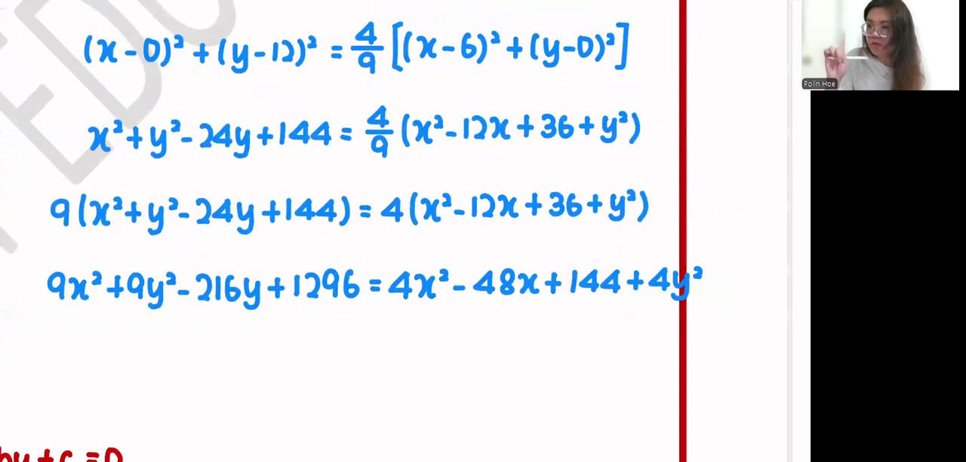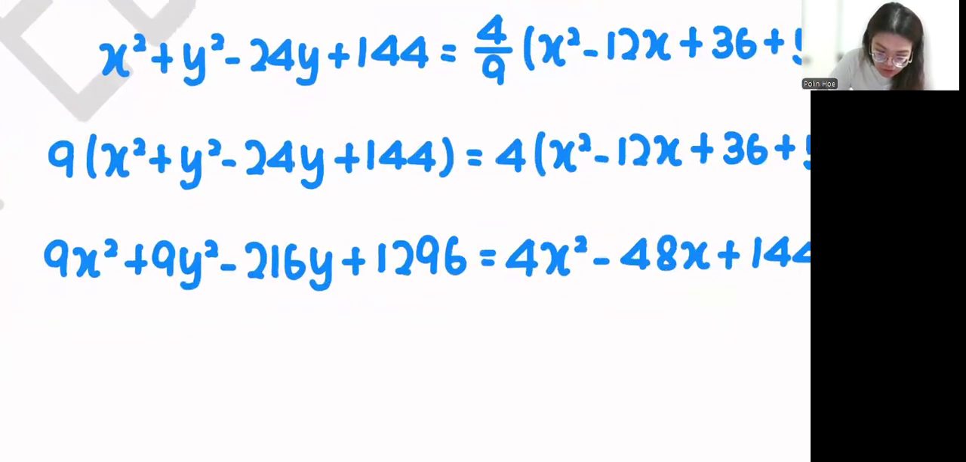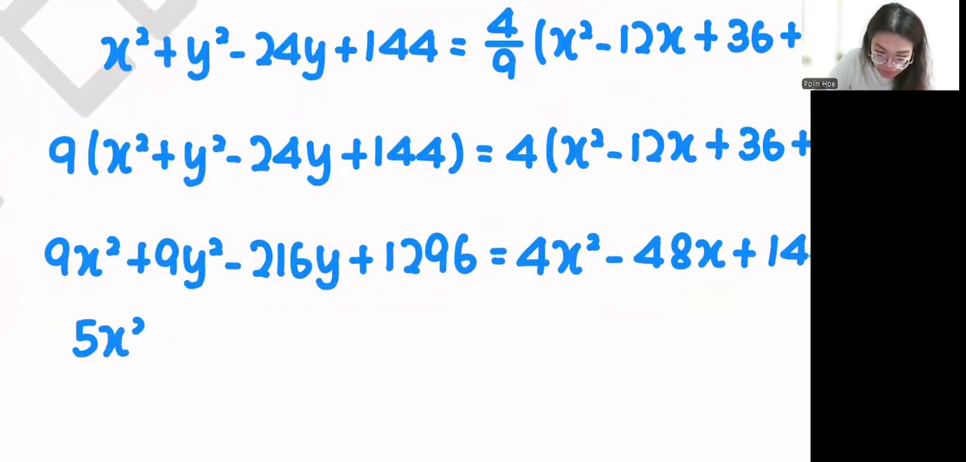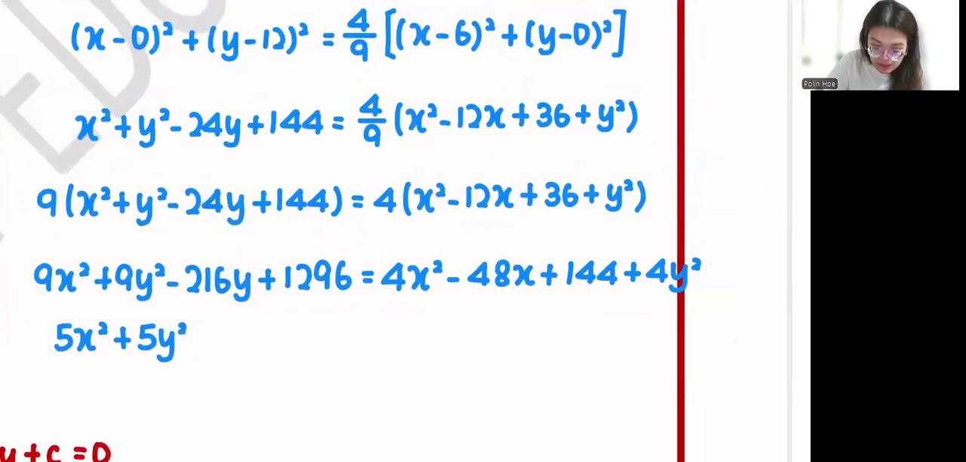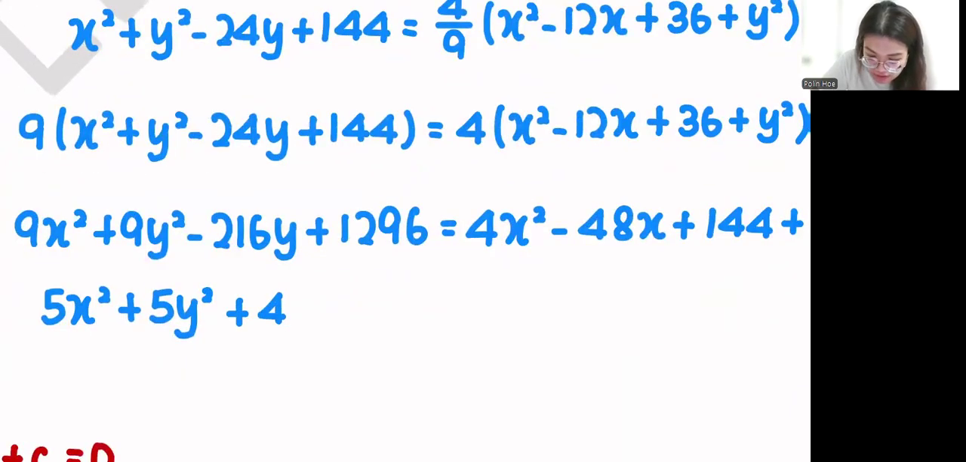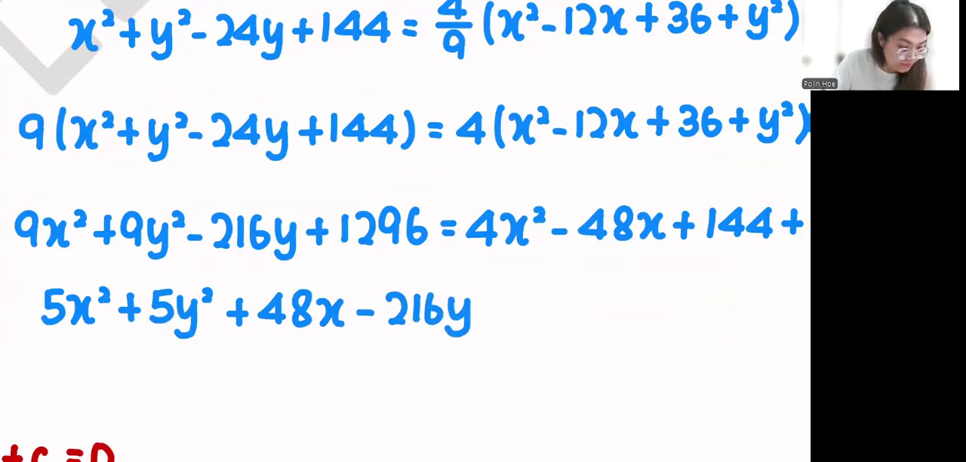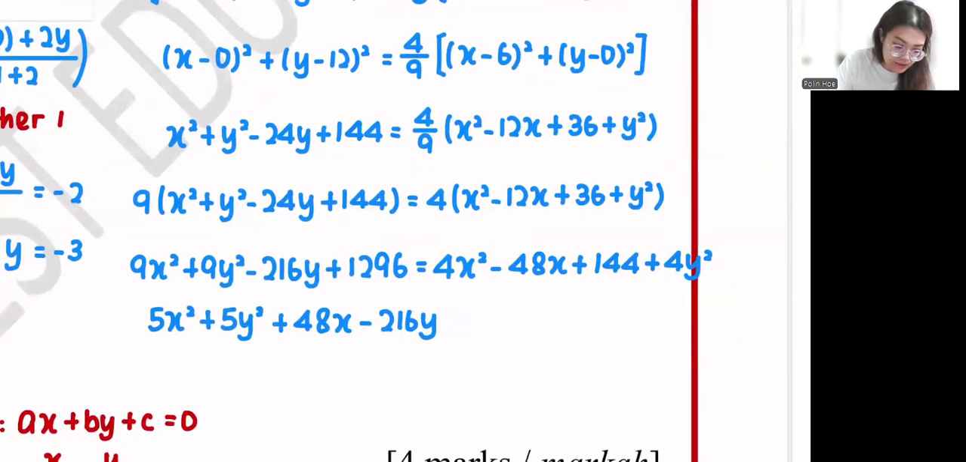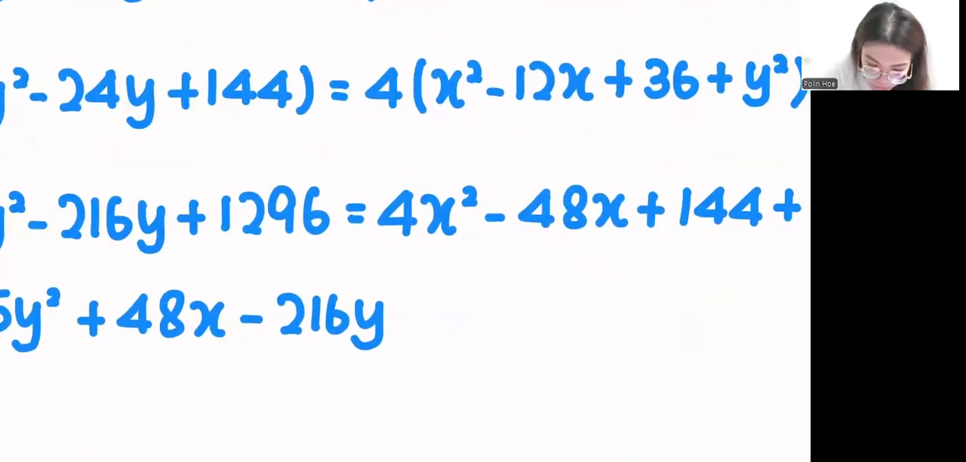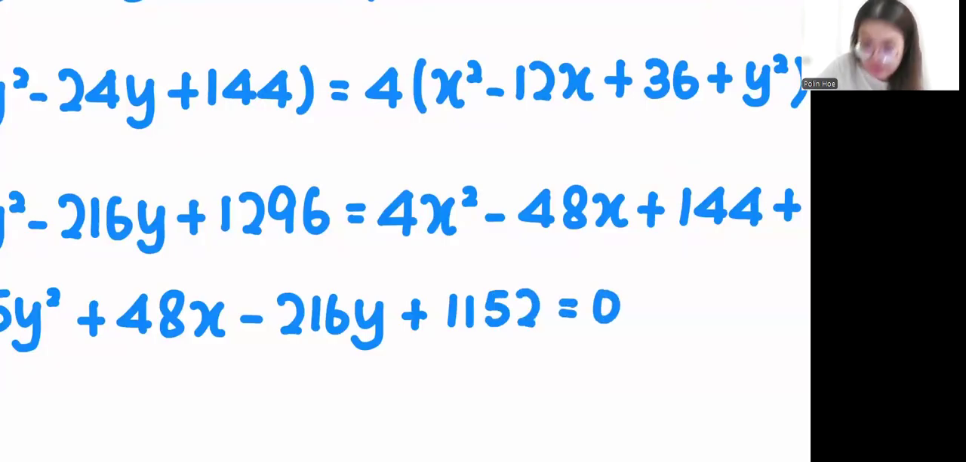可以听见吗？ Everything move nicely. 所以 4x square move 过去: 5x square plus 5y square plus 48x minus 216y. 一定要跟着排妹妹的哈。1296 minus 144, I get 1152. Plus 1152 equals to 0.